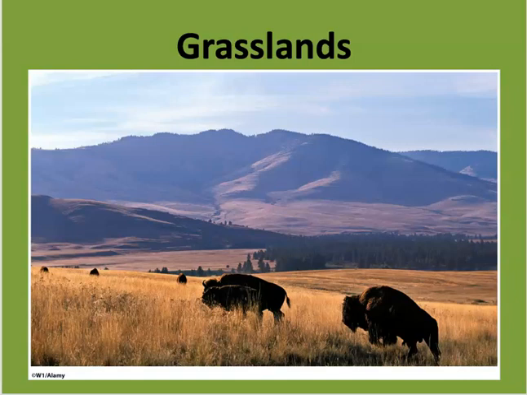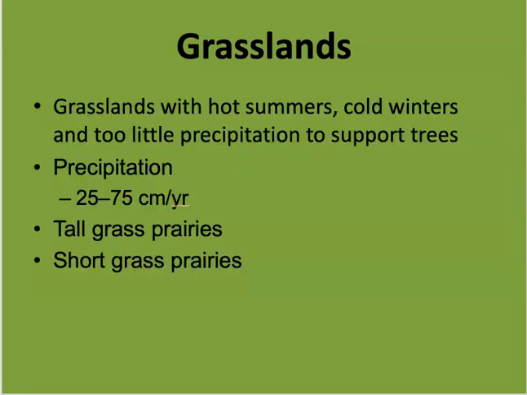Home on the range. Grasslands. Pretty, huh? All these pictures seem to be purple and orange based. I don't think I did that on purpose, though. Hot summers, cold winters, too little precipitation to support trees.